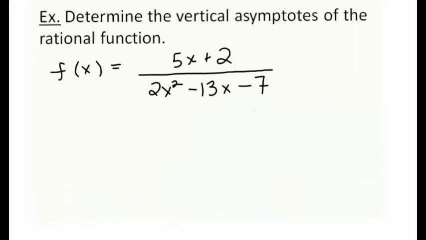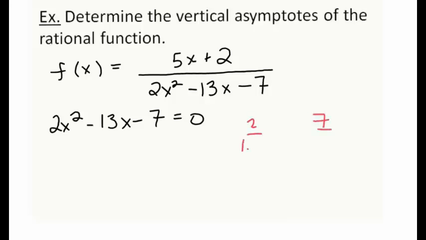In our last example, we want to determine the vertical asymptotes of the rational function 5x plus 2 all over 2x squared minus 13x minus 7. Now where we want to start, remember, for vertical asymptotes is inside the denominator. We want to set this denominator equal to 0. Since this is a quadratic expression, we're going to have to try to factor this. So let's try to do that using trial factors.